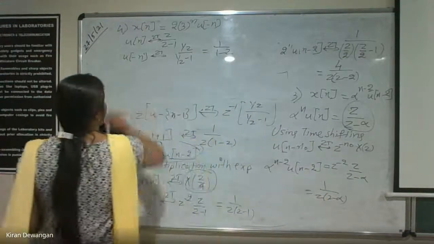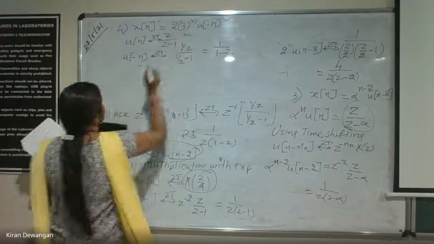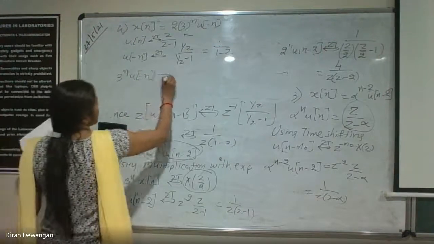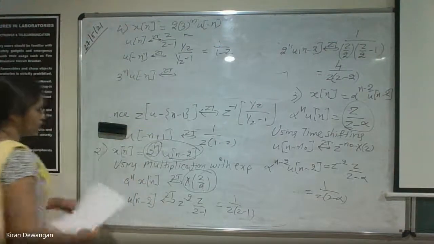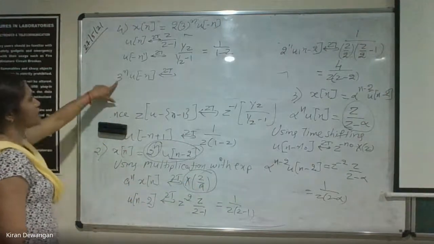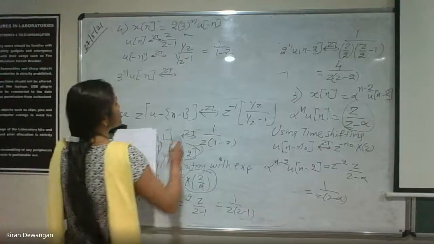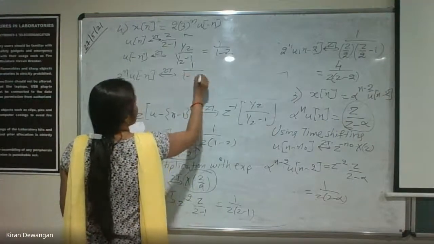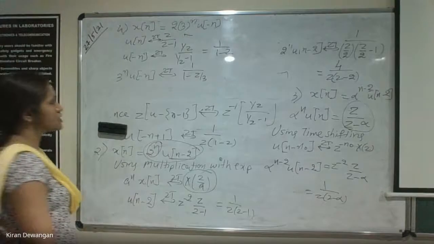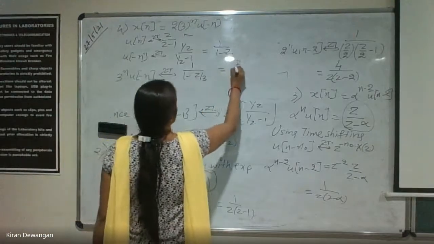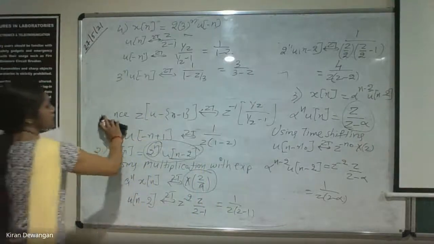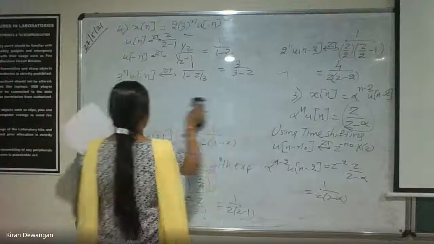So in this one, if I am multiplying by 3 to the power n, with 3 to the power n u of minus n, according to this it will be X(z by a). Now what is a here? It is 3. So this becomes 1 by 1 minus z by 3, and this becomes 3 by 3 minus z. Now we have one more thing to do here.